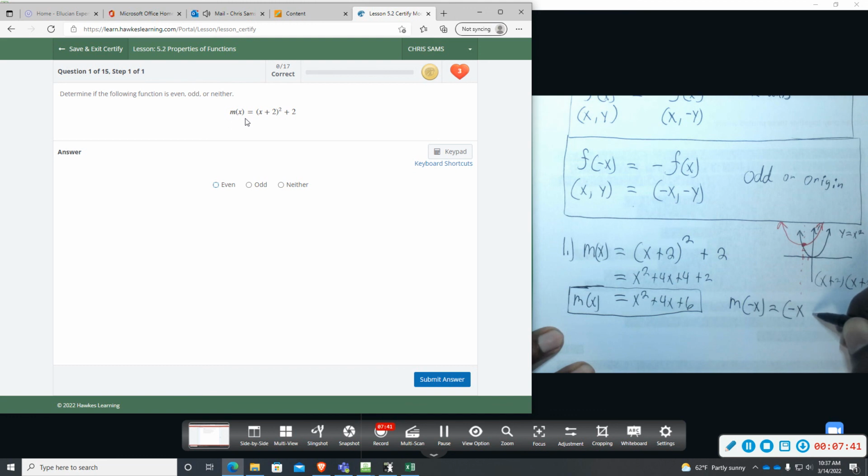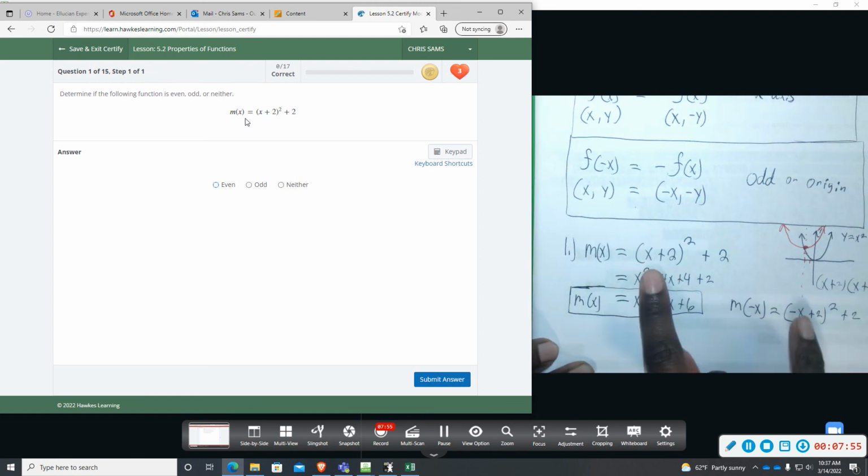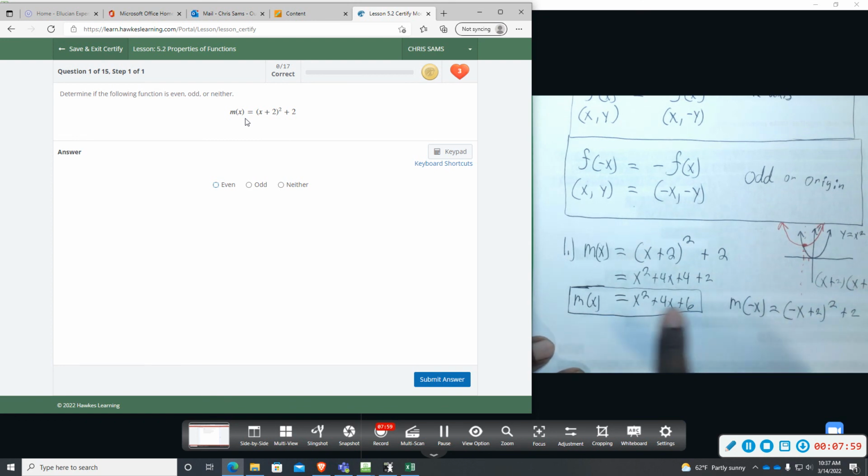Negative x plus 2 squared plus 2. Okay. Right now, if you compare this to this, they look different because of the negative x. However, when we go to simplify it, you'll see that they match up.